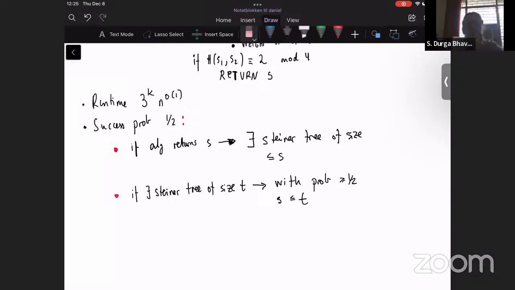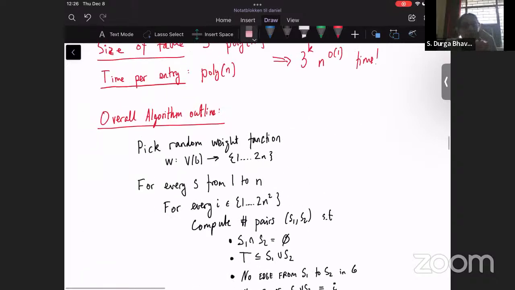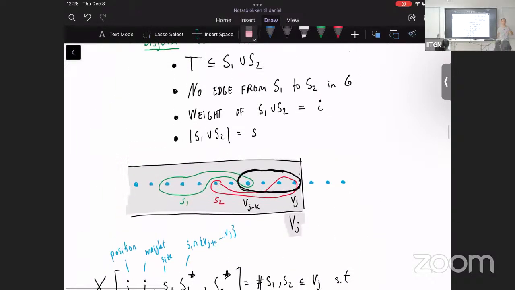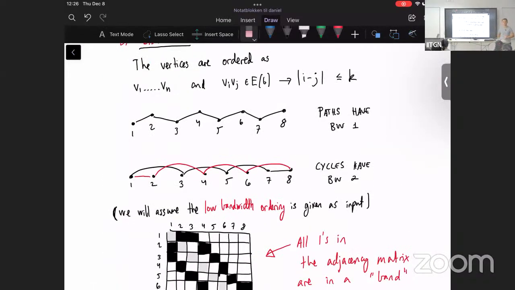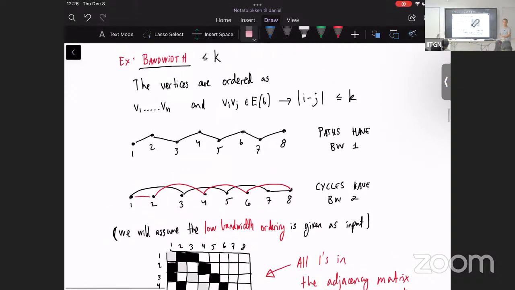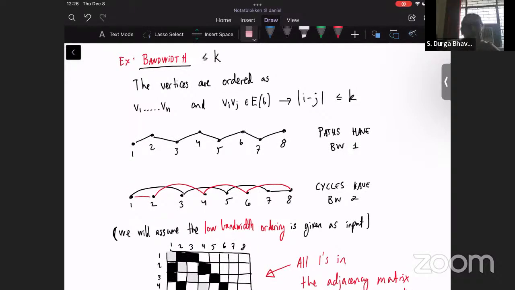I just want to know whether the vertices are ordered such that the bandwidth condition holds. Is that a prerequisite? Yes. So we are assuming that the vertices are ordered such that the distance between every pair of adjacent vertices is at most k. So we are assuming that the vertices are ordered like this in the input. Okay.